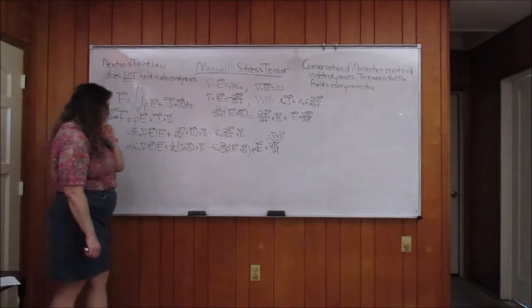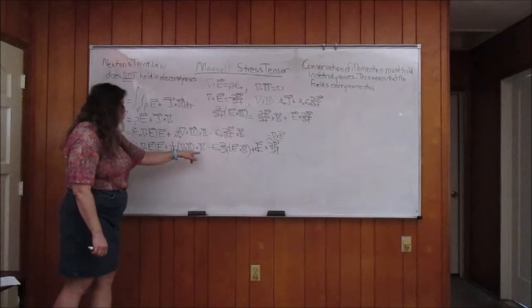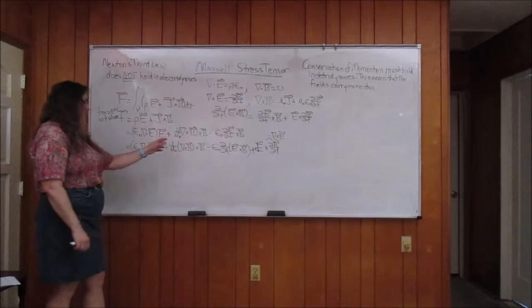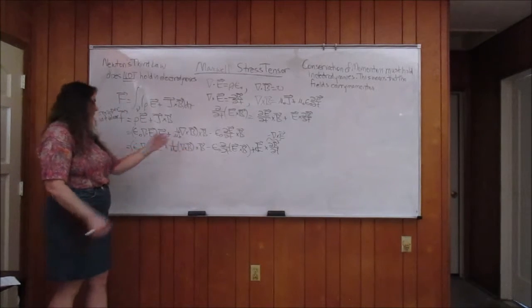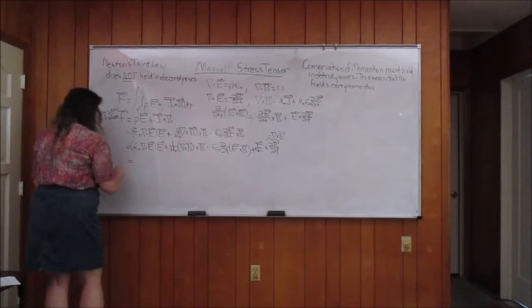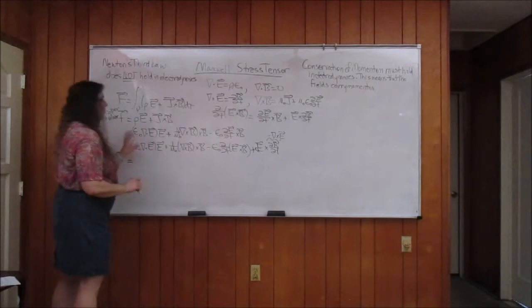Okay, so I'm going to go ahead and flip the curl of B over to flip the order of this cross product, and pull all the electric field terms up to the front.